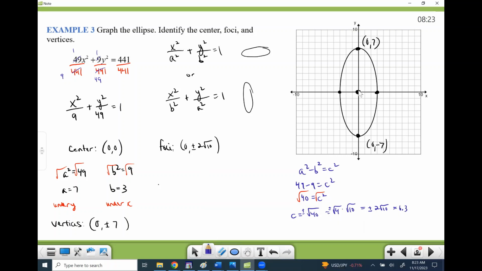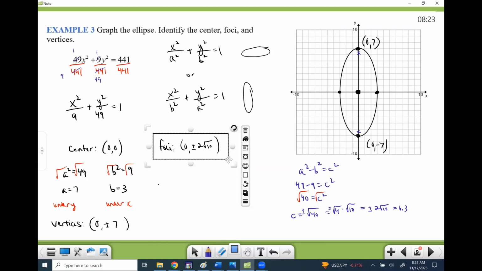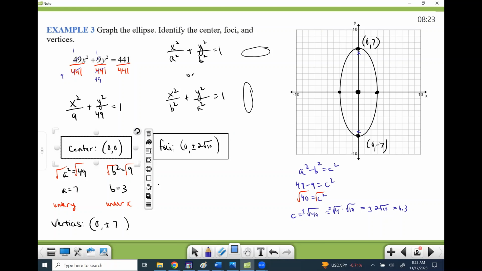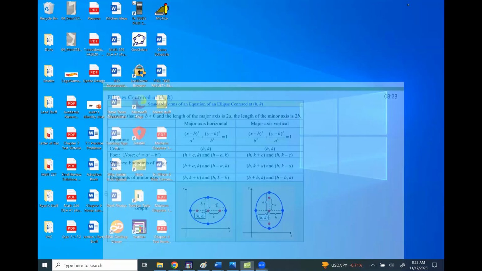So if I went 6.3, 1, 2, 3, 4, 5, 6.3, I'd be like right there. So our foci do manage to lie inside the ellipse, which is always good. We're checking to make sure that's the case. It can never be outside of it, and that they lie along the major axis. All right. So there's an ellipse centered at 0, 0.